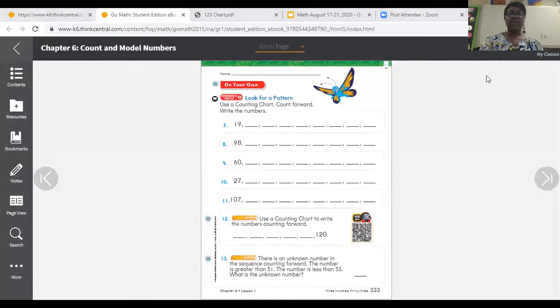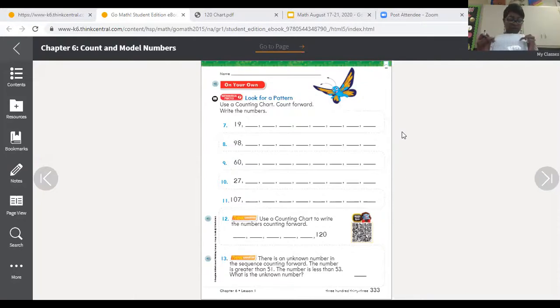So our first number that we're looking at is what number? For number 7, it is number 19. And we have some missing numbers, so we're going to have to count forward and fill in those missing numbers. So I can have my chart here. If you would like to get out your chart, that's fine. If you want to pull up in another screen, that's fine. If you need to flip back to the previous page and look at that chart, that's fine too.